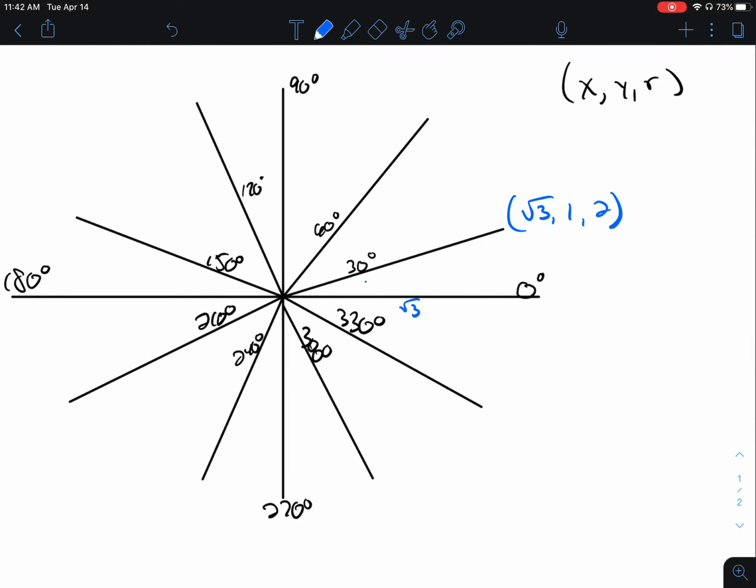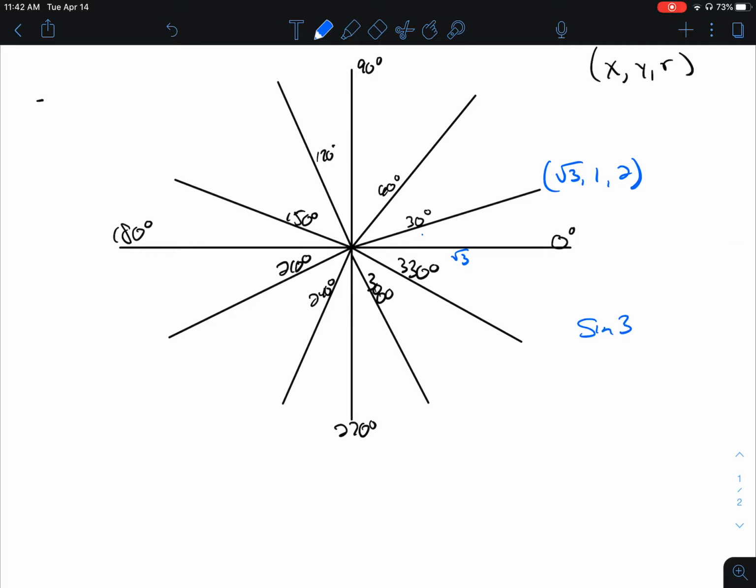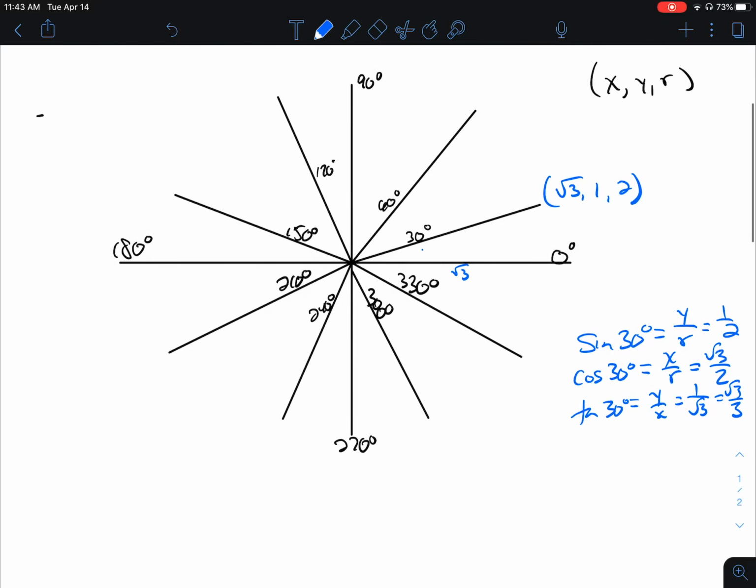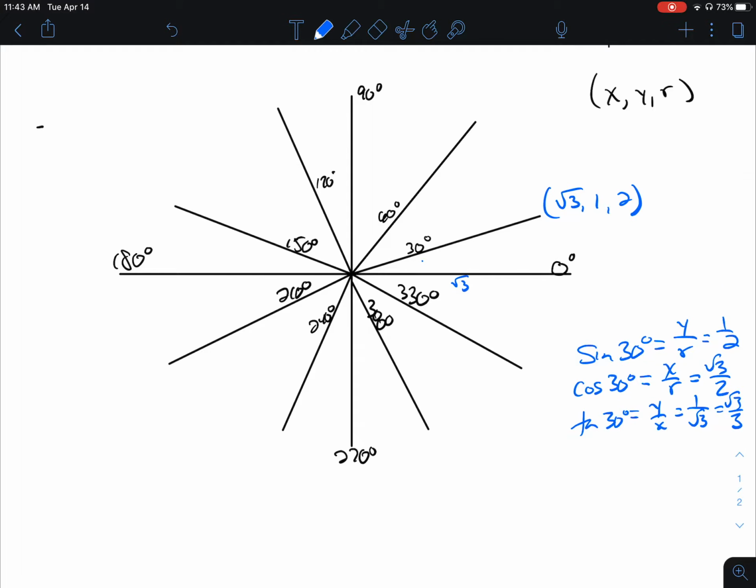It's valuable because if I were to ask you, what is the sine of 30 degrees? You would say that it's y over r, which is 1 over 2. So you know sine of 30 degrees is 1/2. No calculator needed. What's cosine of 30 degrees? Well, that's x over r. We're saying x is square root of 3 and r is 2. It's square root of 3 over 2. No calculator needed. What's tangent of 30 degrees? Well, that's y over x. So that's 1 over the square root of 3. If you rationalize it, you get square root of 3 over 3. No calculator needed. This is powerful stuff. Now, check this out.